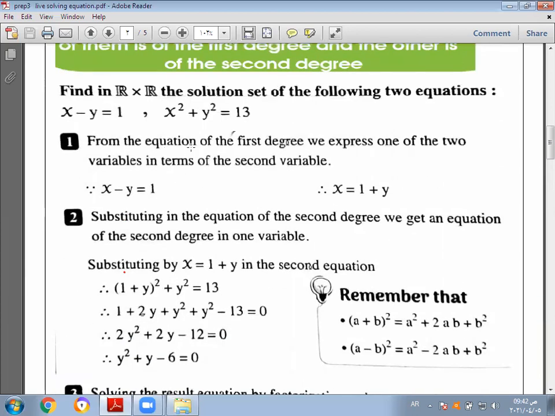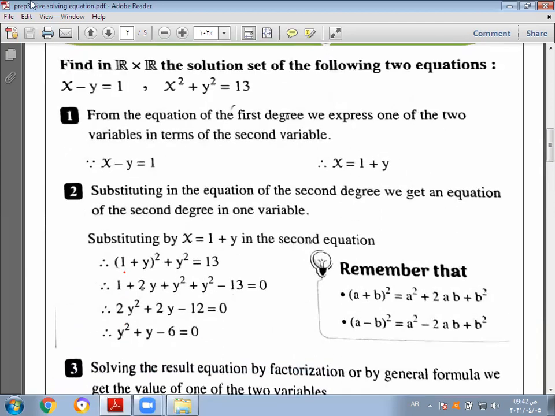We solve it by what? By substitution, replacing the first equation in the second equation. I replace the equation that has first degree in the equation that has second degree. We express x minus y equals 1 as x equals 1 plus y, and replace every x by 1 plus y in the second equation, x power 2 plus y power 2.